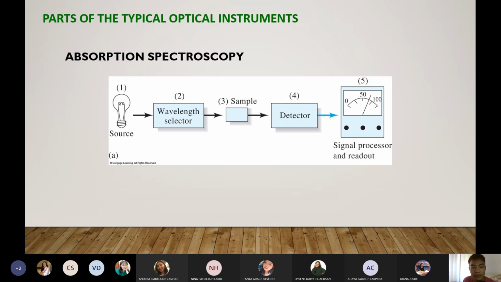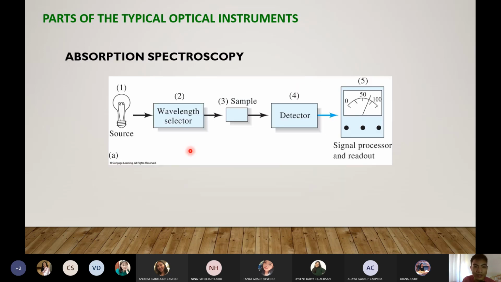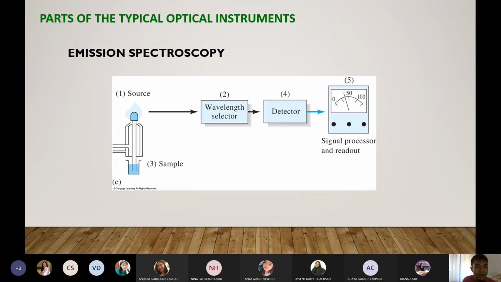So, yun lang. Siguro, tatanong ko yan sa inyo sa quiz. Identify the parts. Alam nyo na. May kodigo na kayo. Okay? So, take note lang ng mga difference. Pag absorption, linear lang. Andyan lahat. Ang wavelength selector nasa tabi ng source. Pag fluorescence, gawin mo lang perpendicular. Pag emission, yung wavelength selector mo, lagay mo sa tabi ng detector.